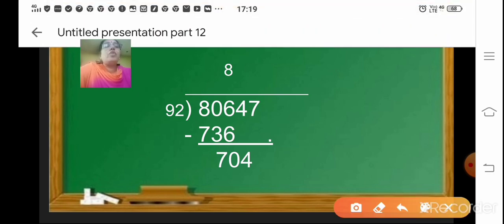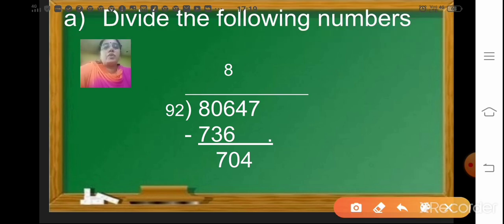Now we all don't know the table of 92, correct? So again we'll be doing guesswork here. Since the divisor is a 2-digit number, first we'll take the first two digits, that is 80. Now 80 divided by 9: 9 nines is 81, which is greater than 80. So we'll go for 8 times. 9 eights is 72, which is less than 80.